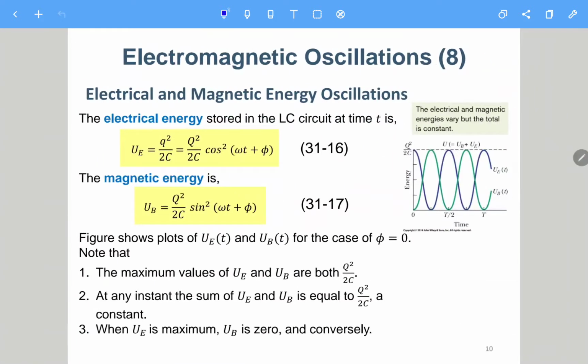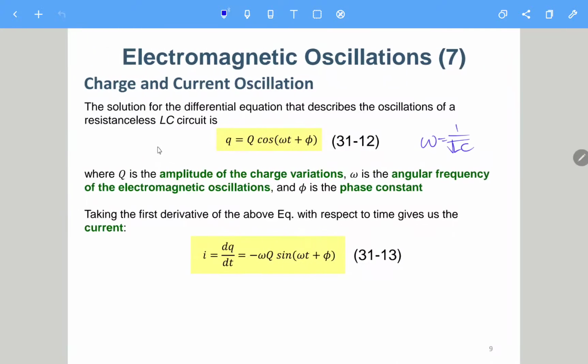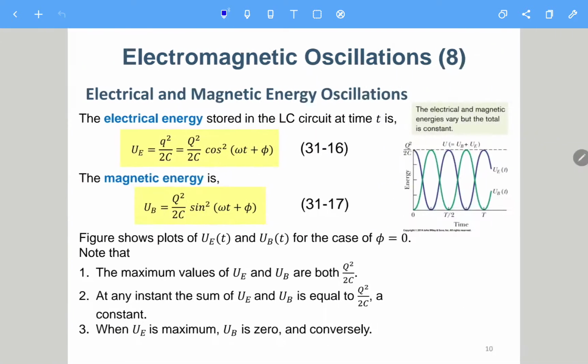Okay, so next we can consider the instantaneous energy stored in the E field and stored in the B field. So actually UE is V squared over 2C, so we just plug in this expression here. Q squared will be capital Q squared cosine squared. So we have capital Q squared cosine squared of this term, and then over 2C.